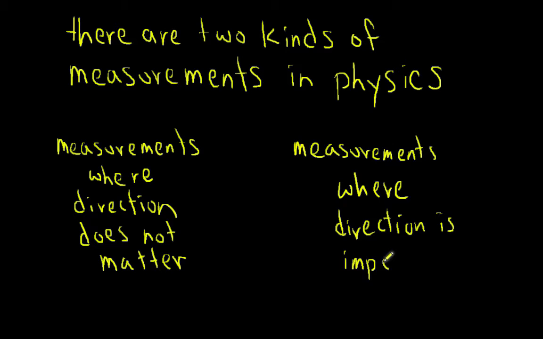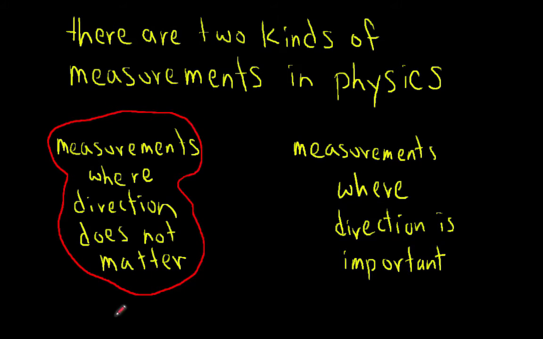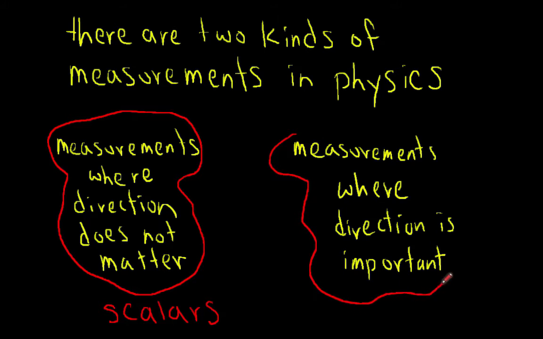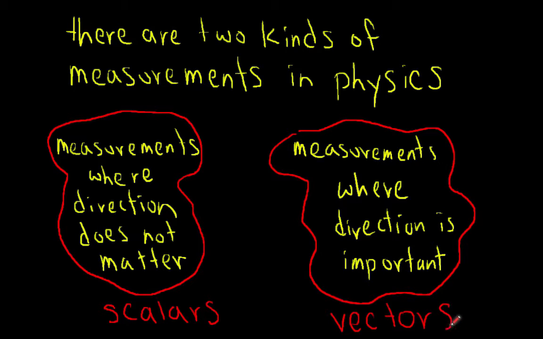Up until now, you've mostly been used to using the first kind, where direction isn't important. This first kind of measurement, where direction does not matter, is called a scalar quantity, or a scalar measurement. Measurements where direction is important are called vector quantities, and they're going to become very important in physics in the upcoming months.